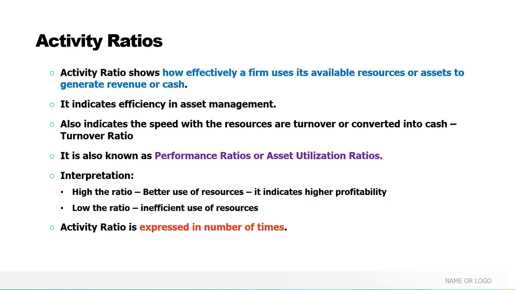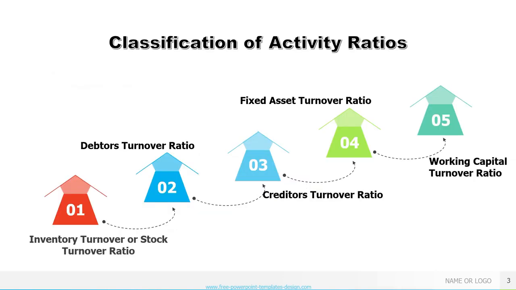The activity ratio is expressed in number of times. We know that ratios are expressed in different terms. In the case of activity ratio, it is expressed in number of times. Next, we have to look at what the classifications under activity ratio are.